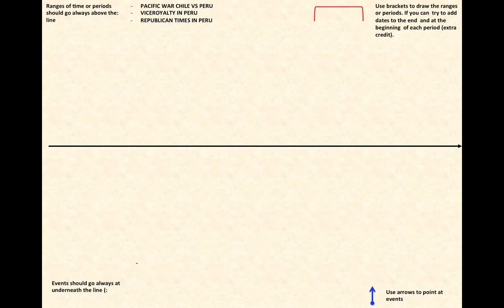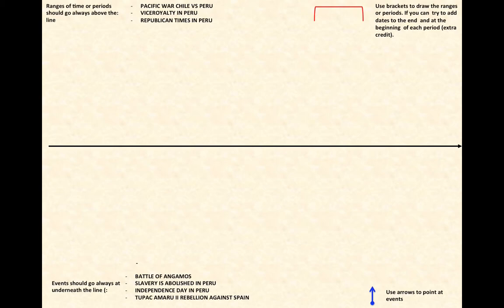Let's take three ranges in Peru: the Pacific War, Chile versus Peru, the Viceroyalty in Peru, and the Republican times in Peru. So I'm going to start drawing brackets for those three ranges. And I'm going to have at the bottom the Battle of Angamos, which is a very important battle in Peru. Slavery is abolished in Peru, Independence Day, and the rebellion of Tupac Amaru, which is an important rebel against Spain.